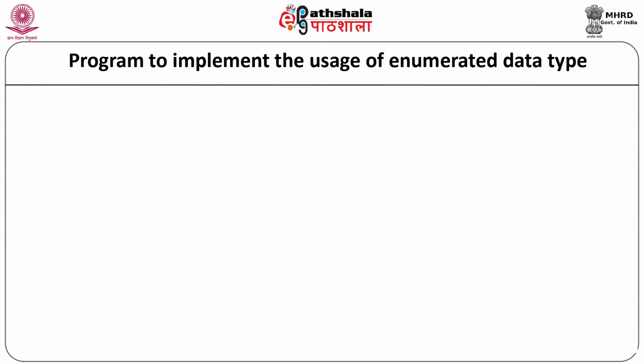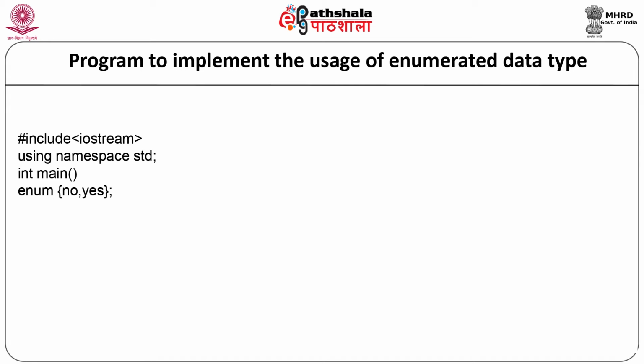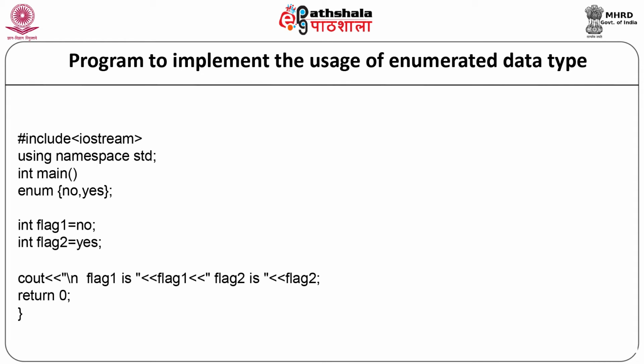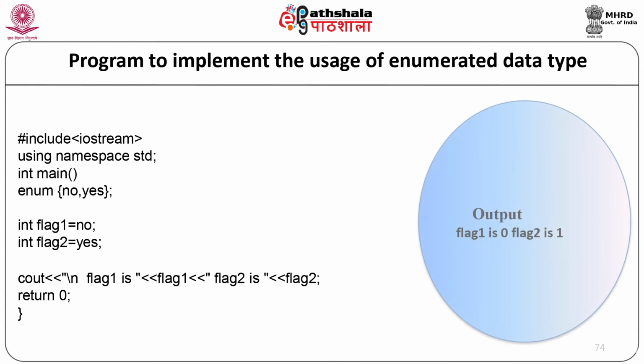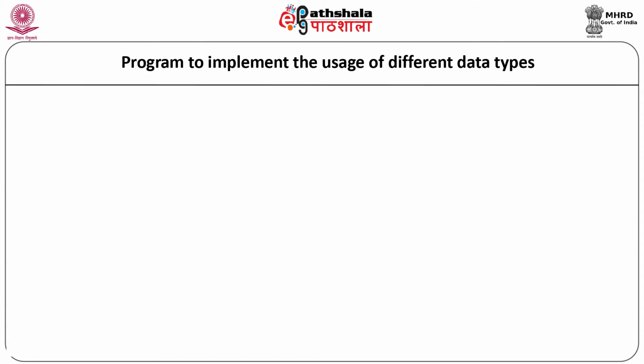Now let us see the program for the usage of the enumerated data type. Here in the main function is declared enum { no, yes }. Here no tag name is given and the values of the enum are no or yes. Integer flag1 is equal to no, integer flag2 is equal to yes. cout flag1 is the value of flag1, flag2 is the value of flag2, return 0. When the above code is compiled and executed, it will produce the result: flag1 is 0 and flag2 is 1. Now here we have seen all the data types in C++.